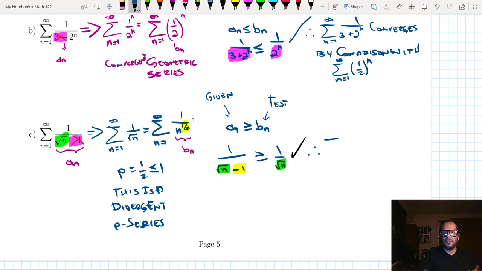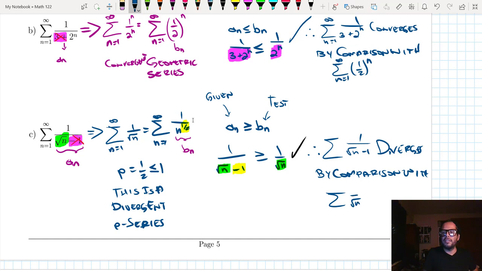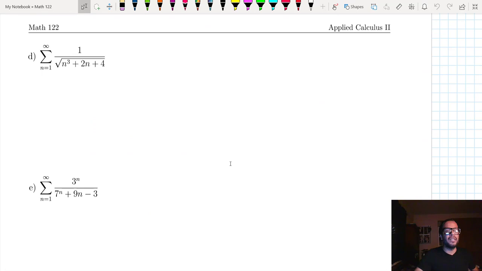So the sum of 1 over square root of n minus 1 diverges by comparison with the sum of 1 over root n, n equals 1 to infinity. Okay, and that's how the comparison test works. Let's do a few more examples. I have a few on the next page.